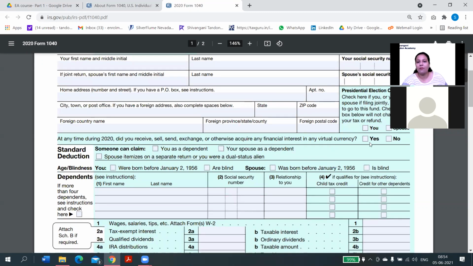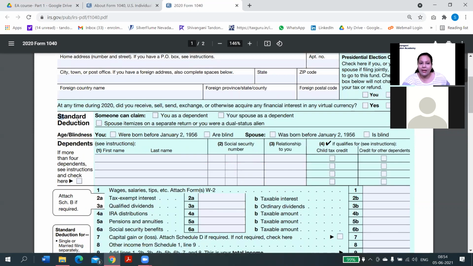Okay, virtual currency information, you have to say yes or no, not much is required. Standard deduction, this information you have to provide whether you are a dependent on somebody else's return or a spouse, or if you have a dual status. This we'll be discussing later. Today's class will be more focusing on the filing status. But yes, standard deduction is very important because this is an automatic deduction amount provided by IRS to each resident.